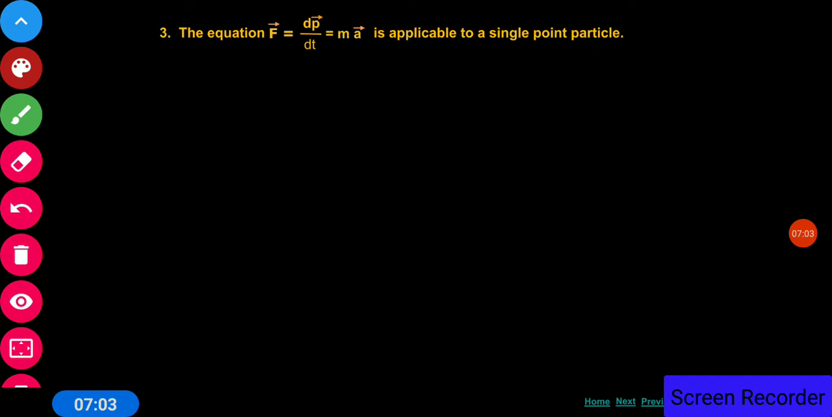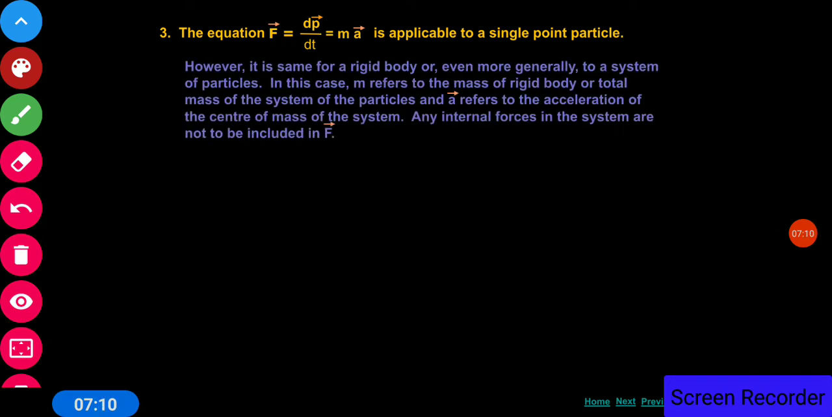The equation F is equal to dp upon dt is equal to ma is applicable to a single point particle. However, it is the same for a rigid body or even, more generally, for a system of particles. In this case, m refers to the mass of the rigid body or the total mass of the system of particles, and a refers to the acceleration of the center of mass of the system. Any internal forces in the system are not to be included in F.